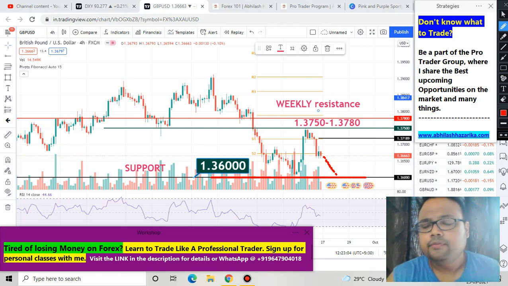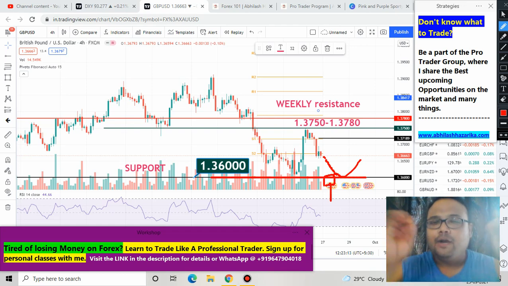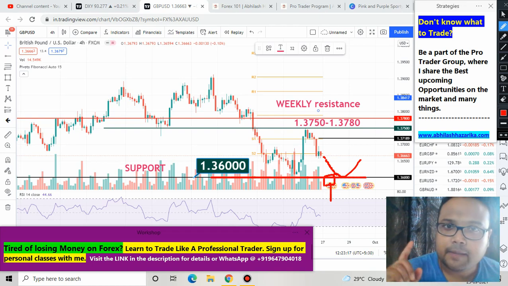If you see market bouncing from here, or market forming a hammer kind of a pattern here, then you'll get the confirmation that yes, at 1.3600 buyers are still present in the market, and you can just click on the buy button.